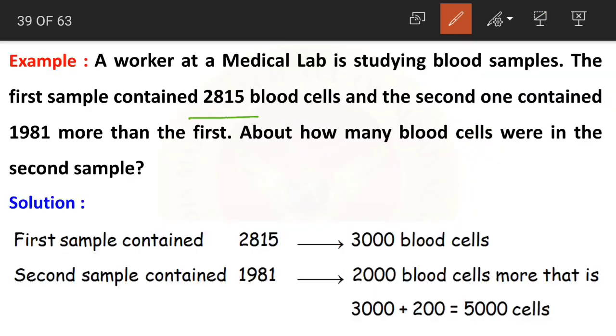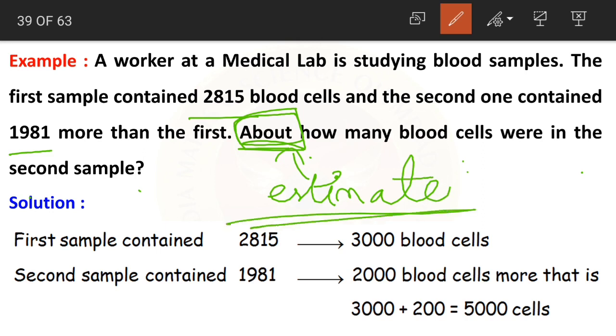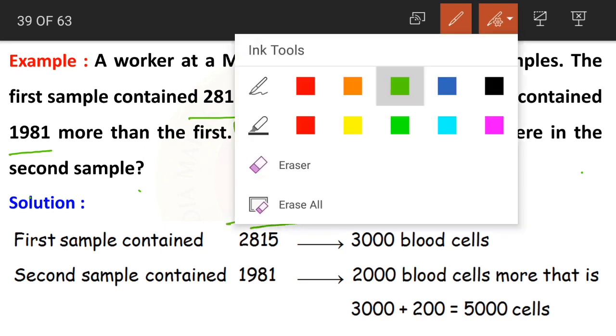In the first there were 2815 and in the second there are 1981 more than the first box. Now about how many blood cells were there in the second sample? Again, the word about is mentioned here. That means we need to estimate. We need not write the exact answer. We need to round off the numbers and then find it out.